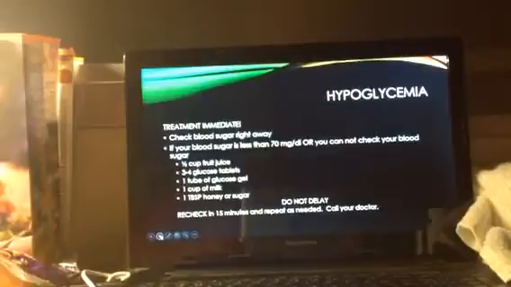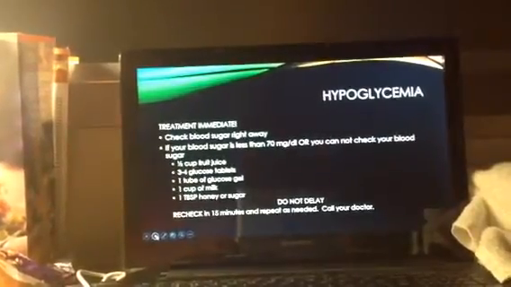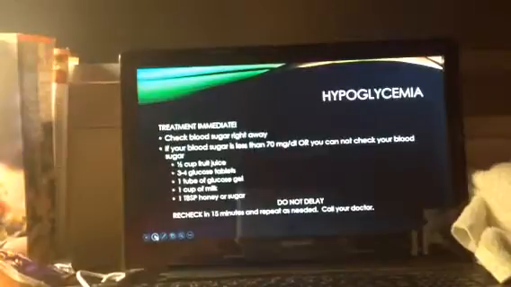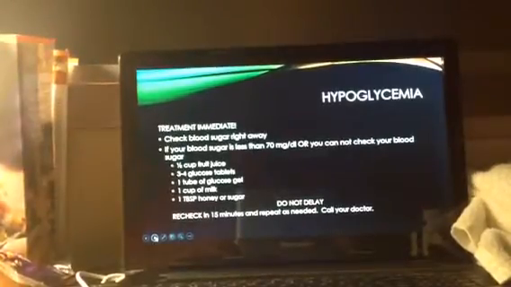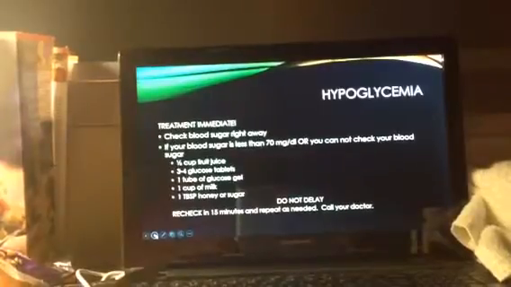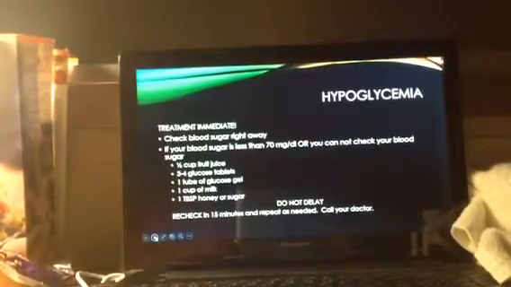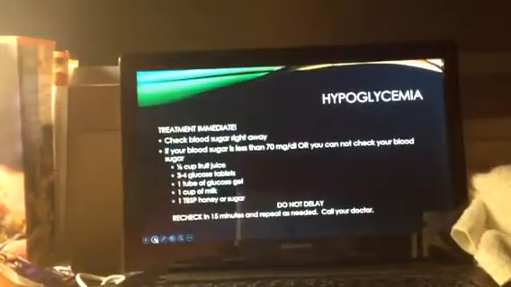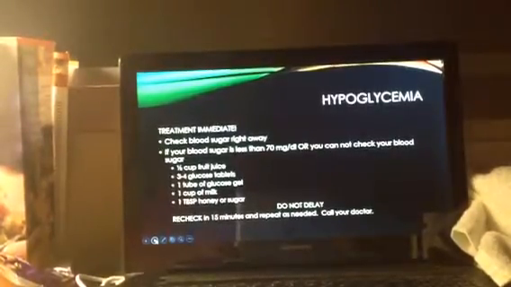It's imperative that you treat hypoglycemia immediately. You want to check your blood sugar right away. If your blood sugar is less than 70 milligrams per deciliter, or you cannot check your blood sugar because you don't have a glucometer or you're not in a position to do it, you need to supplement it right away.